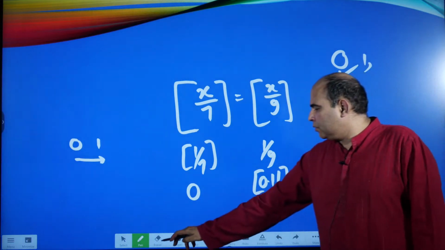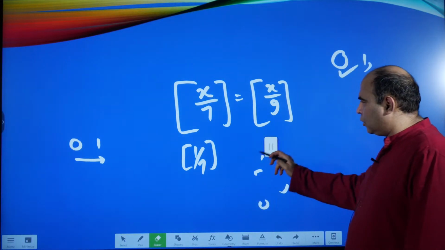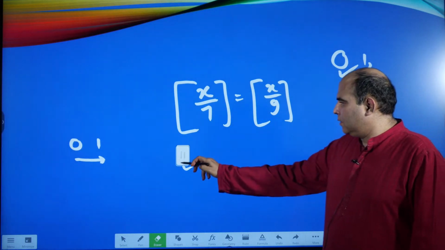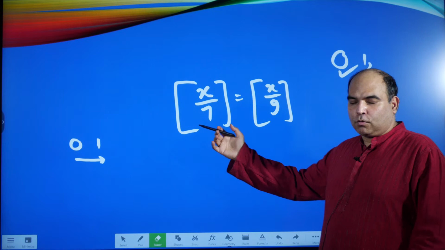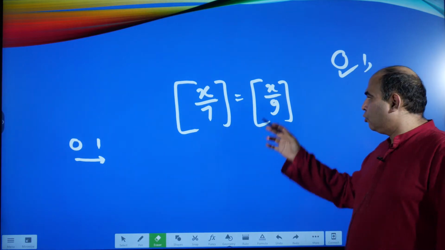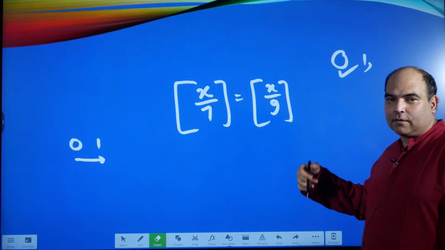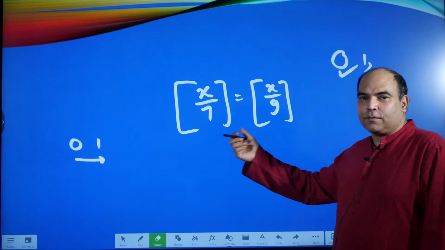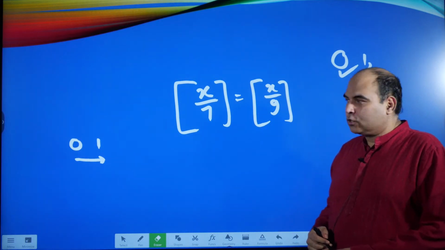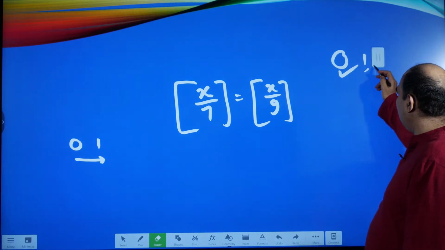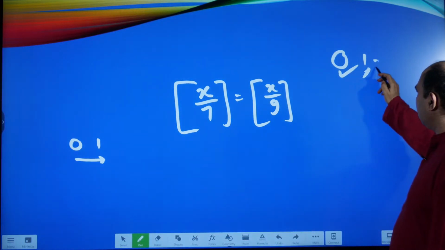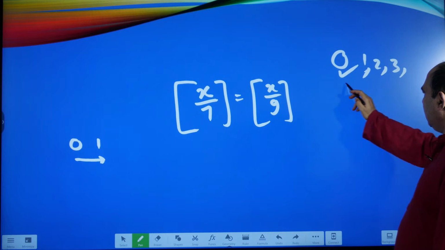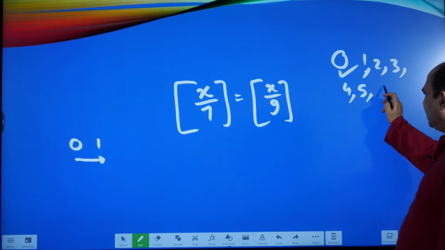If I try 2, I can visualize that 2 by 7 is less than 1, so its GIF is 0. 2 by 9, which is 0.22, is again less than 1, so its greatest integer function is 0. So you start realizing that 0, 1, 2 are going to take the same value at each of these numbers. 3, 4, 5, and 6.